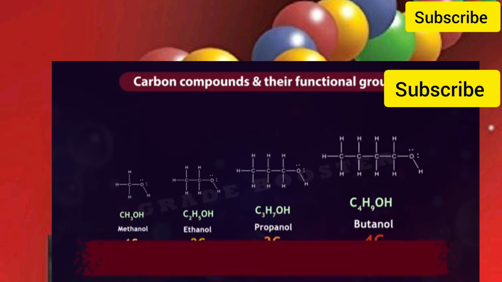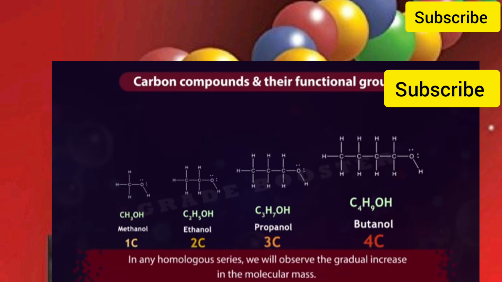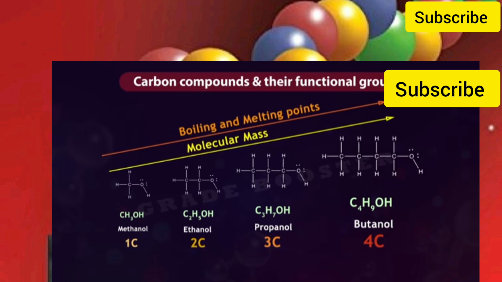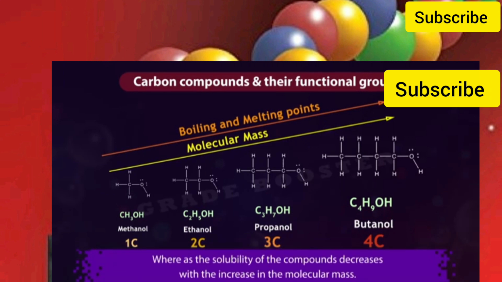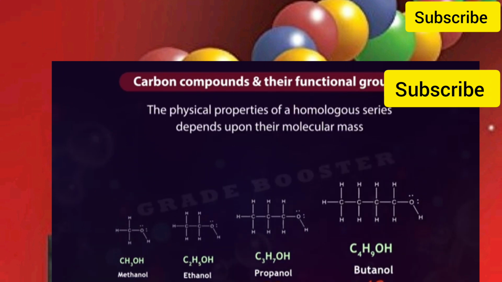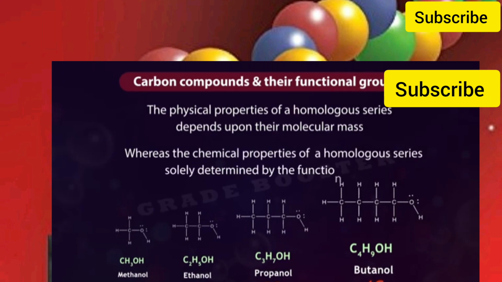In any homologous series, we will observe a gradual increase in the molecular mass. If the molecular mass increases, the melting and boiling points also increase. Whereas the solubility of the compounds decreases with the increase in the molecular mass. That means the physical properties of a homologous series depend upon their molecular mass, whereas the chemical properties of a homologous series are solely determined by the functional group.